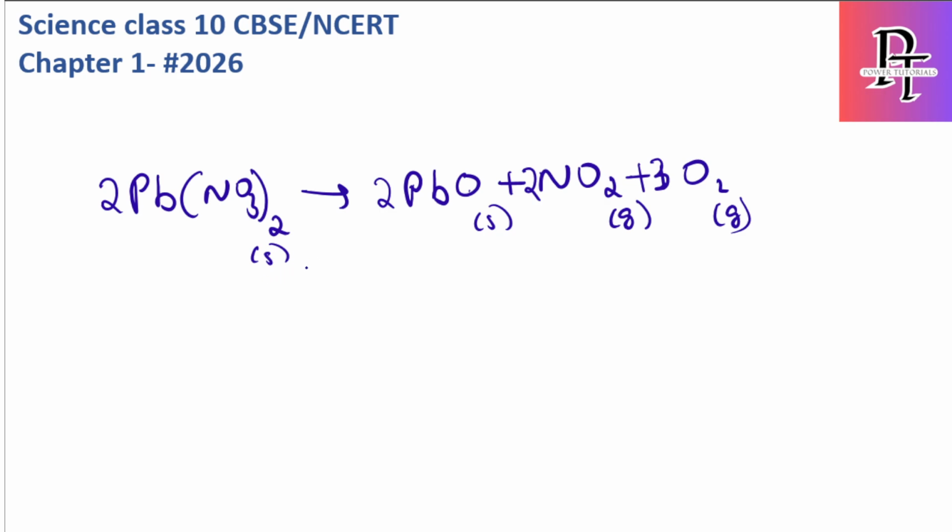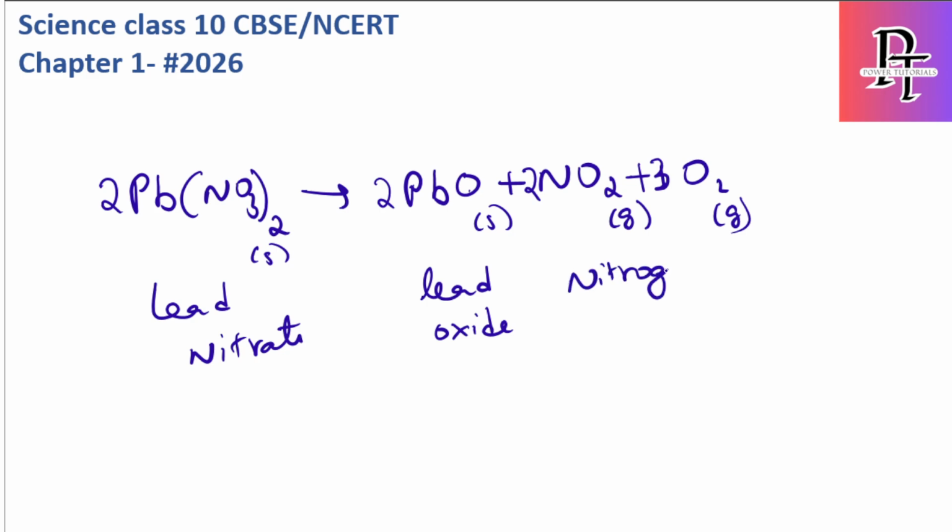So what is happening here? Lead nitrate is getting decomposed to lead oxide, nitrogen dioxide, and the last one is oxygen. As this is also happening with the help of heat, and this is important, on the arrow you have to write heat because it is a thermal decomposition.